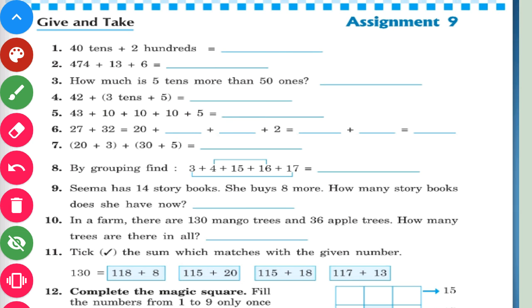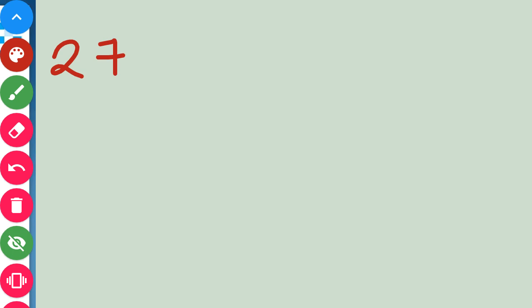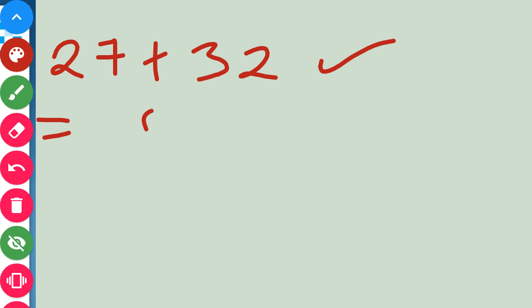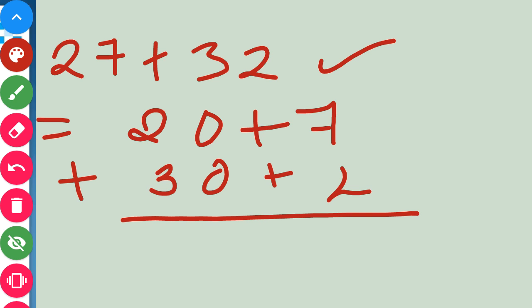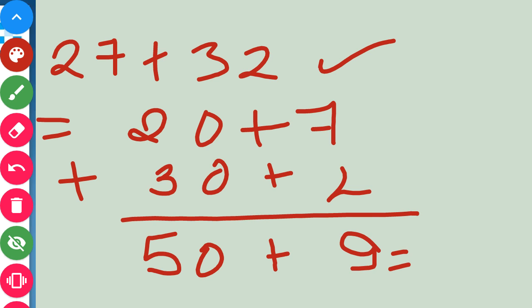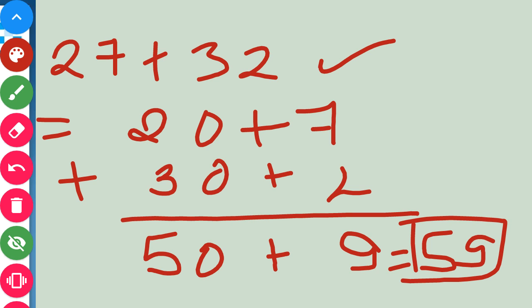Let us solve our question this side. 27 plus 32. What we have to do? This is an easy question. We have to solve it using expanded form. 20 plus 7 and 30 plus 2. 7 and 2, 9. 20 plus 30, 50. So what we have got? 50 plus 9, 59. See, easy no? Yes, this question is very easy. 59.